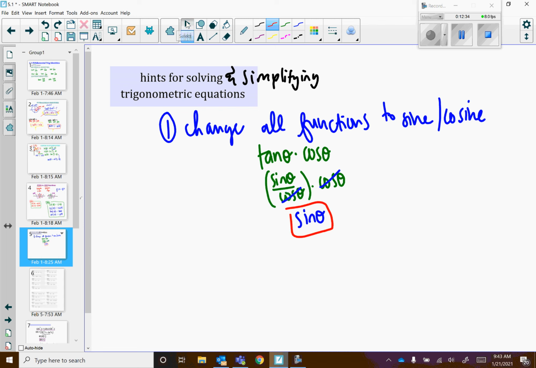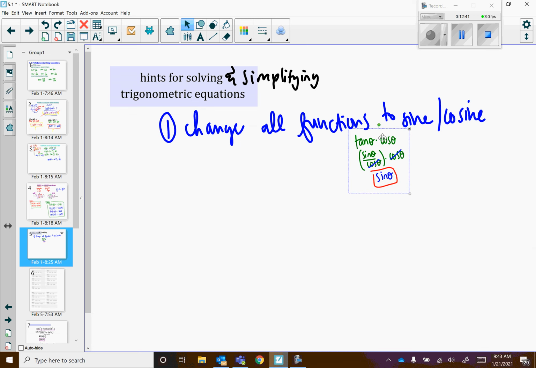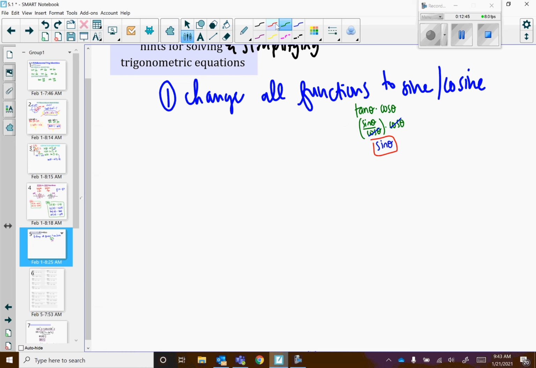It's kind of a puzzle. It's starting with one thing and trying to get to another. So that's hint number one: change all functions to sine and cosine if possible. Sometimes it helps, sometimes it doesn't, and that's okay.